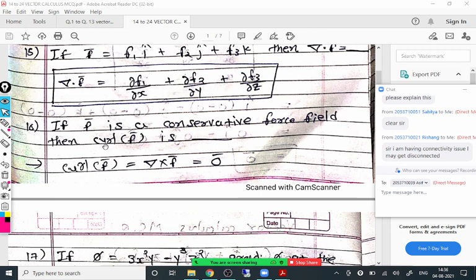Question 6. Yes, Rishang also has the connectivity issue, so he may also disconnect. No issue.